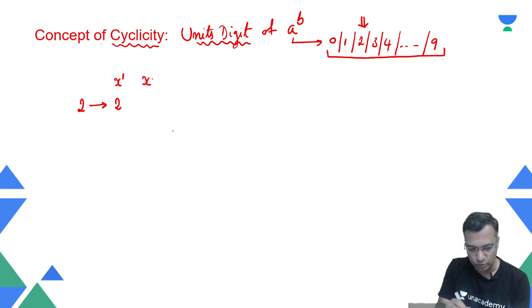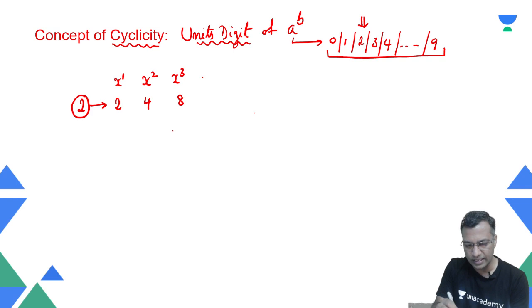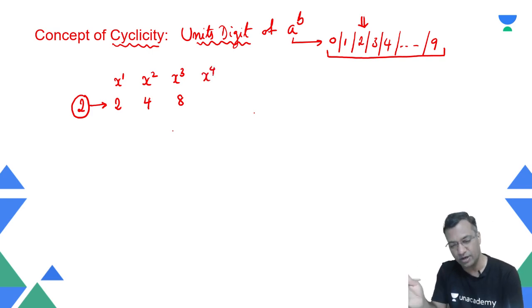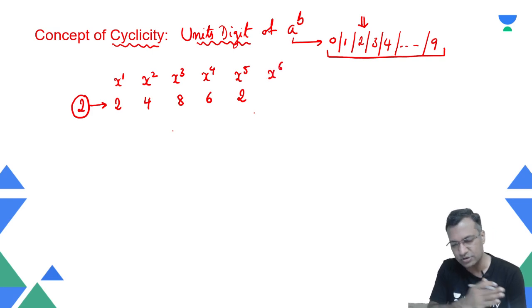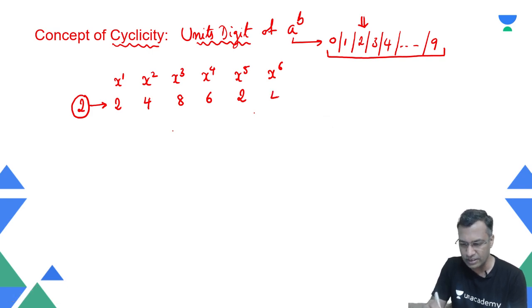x power 2, that is 2 power 2. The units digit is 4. x power 3, where x is this 2: 2 raised to power 3, units digit 8. x raised to power 4, that is 2 raised to power 4, which is 16, so the units digit is 6. x raised to power 5, that is 2 raised to power 5, which is 32, so the units digit is 2. x raised to power 6, that is 2 raised to power 6, which is 64, so the units digit is 4.